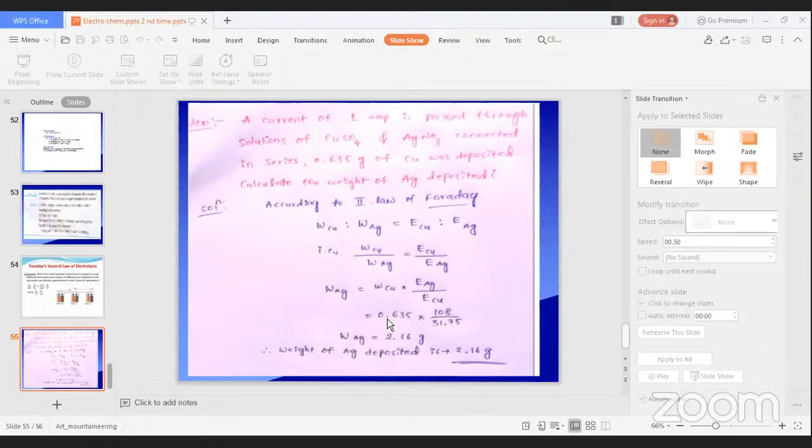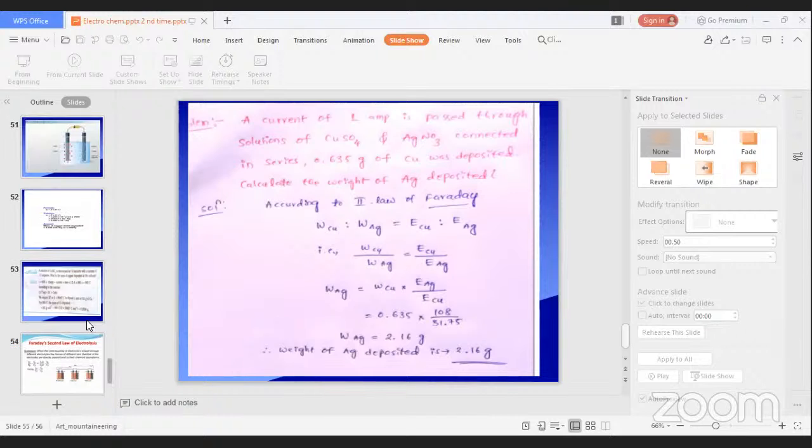Weight of the silver equal to 0.6035. So this weight is given and the equivalent weight of silver, how much? 108 divided by 31.75. So the final weight of the silver equal to 2.16 grams. This is the interconversion between the equivalent weight and weight. W1 by E1 equal to W2 by E2. So from this we have completed the electrochemistry chapter.